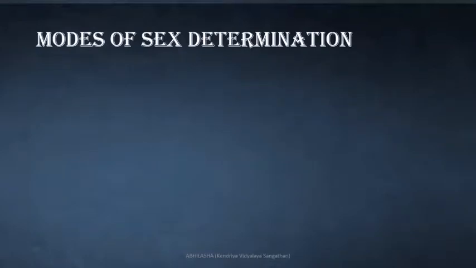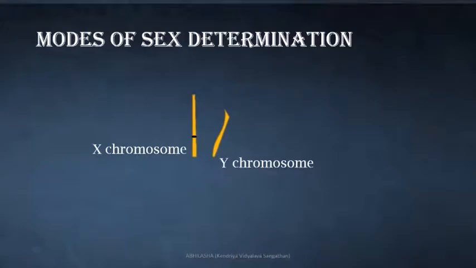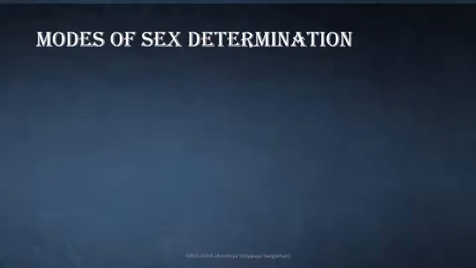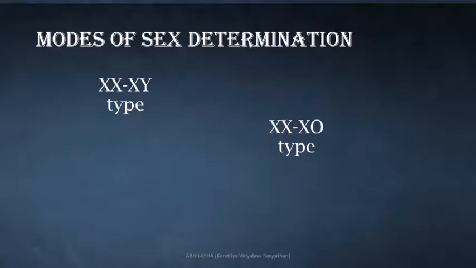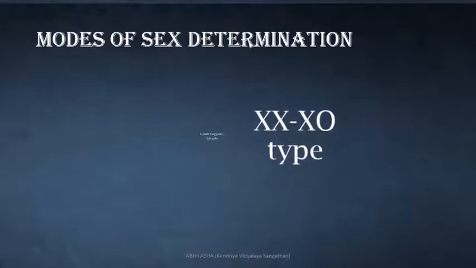Thereafter, many other organisms including humans were studied. Another additional element was discovered, and in keeping with Henking's X chromosome, this other shorter chromatin was called Y chromosome. So now 3 modes of sex determination were identified. We have already discussed XX-XO type. This type is seen in insects such as grasshoppers and crickets.